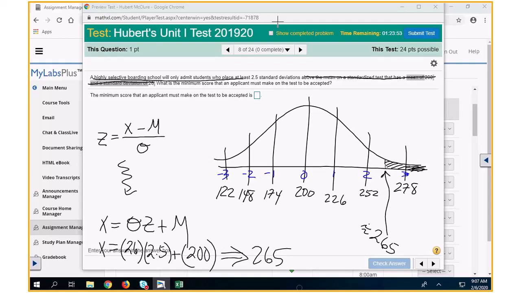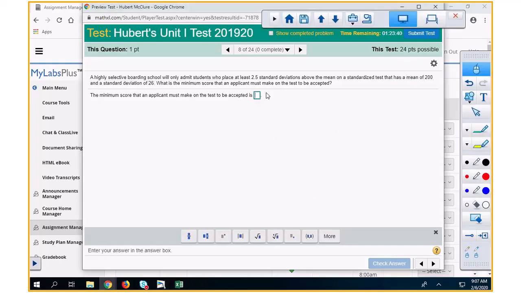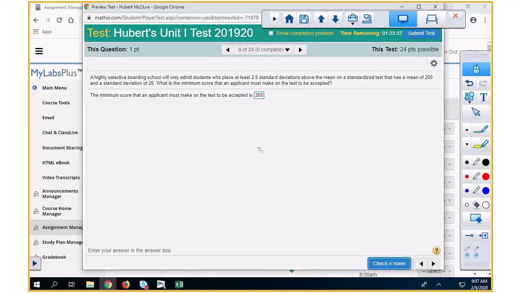Actually, I'm supposed to let you derive Oz plus mu with your algebra, but I just went ahead and gave you Oz plus mu. You're supposed to derive it. Okay, that's good. So, now I'm going to put, what did we get, 265, and check it.